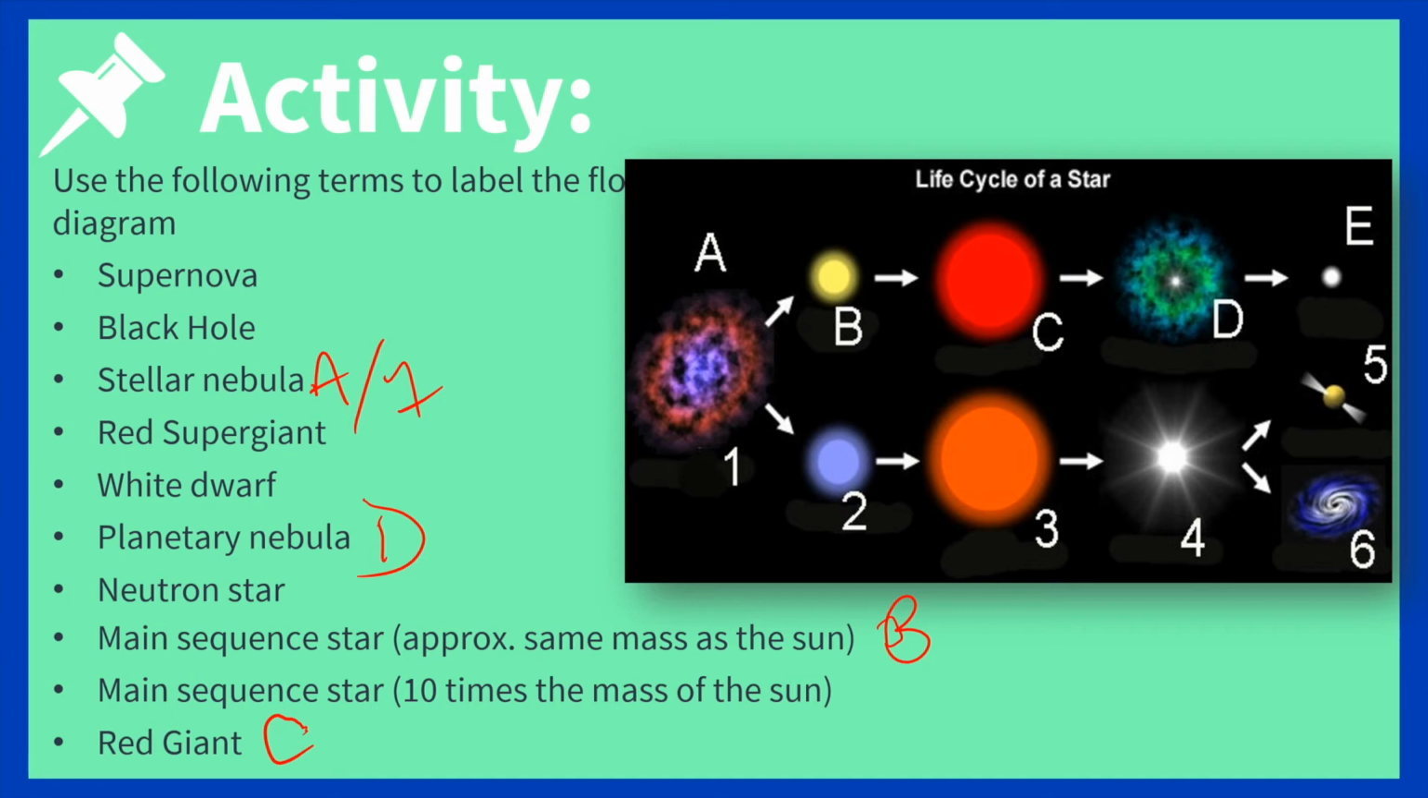And finally, E would be our white dwarf star. All right. So there we have them. Just excuse the handwriting, it's a little tricky to write them here.